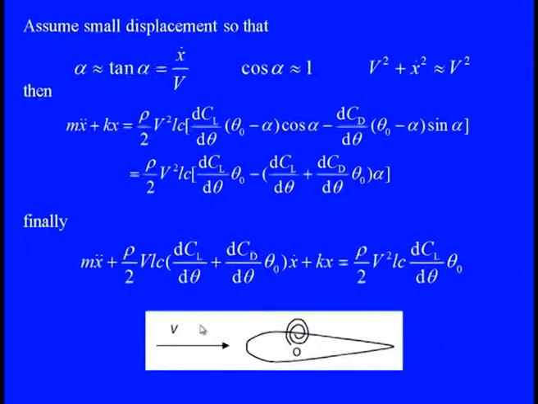So when we plot these down, we can simply get the equation of motion: m x double dot plus rho by 2 V L dC_L by d theta and so on. Finally, the balance equation for the aerofoil motion hung with a spring control is m x double dot equals rho V square L C by 2 dC_L by d theta theta 0, where we have a clear interaction of the inertia forces along with the air motions.